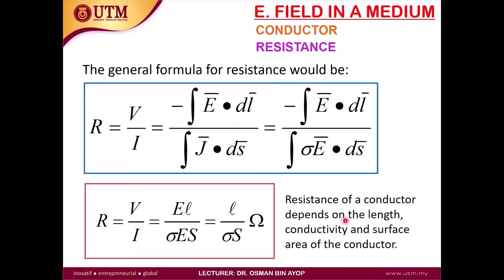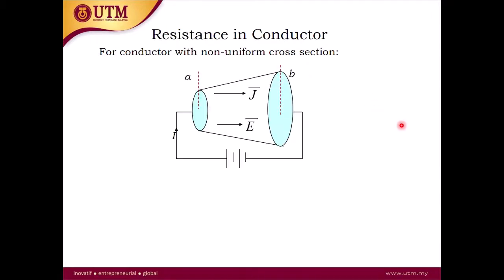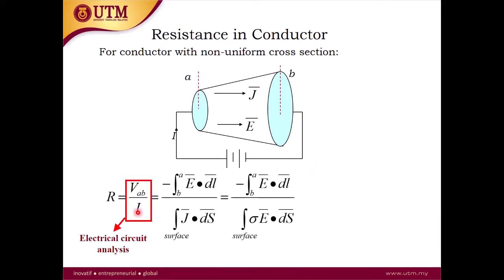As I mentioned earlier, the resistance of the conductor depends on length, conductivity, and surface area of the conductor. For a conductor with a non-uniform cross-section area, as shown in this figure, we can see that the cross-section area varies from point A to point B. Therefore, we have to solve the integrations to find the resistance. The resistance is equal to V divided by I, so V is negative integration from B to A of E dot dl divided by J dot ds. So you have to solve the integrations.